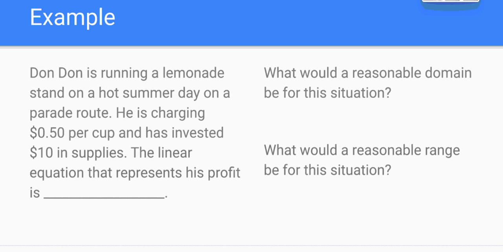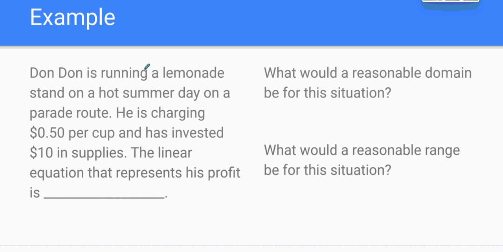So the linear equation that represents his profit is, so take a minute, hit pause, and try to come up with, or try to remember, what the linear equation that represents this situation would be. Remember, we're talking about profit, which is income, money coming in, minus cost, money going out.